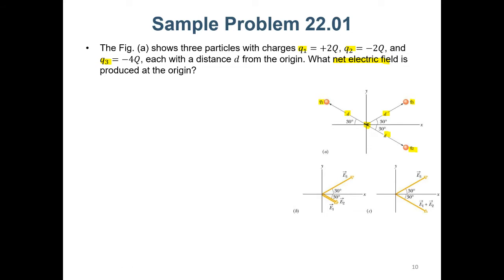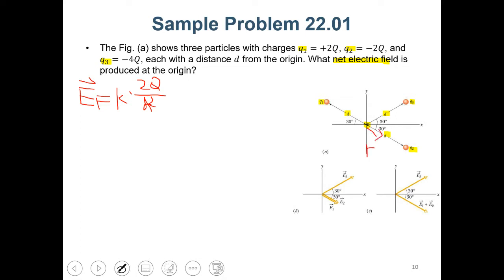So actually, we need to calculate E1, E2, and E3 generated by Q1, Q2, and Q3, and then we add them together. Then it's done. So technically, it's not difficult. E1 is just K times Q1, which is plus 2Q, over d squared. And R1 should be this direction, R1 hat.